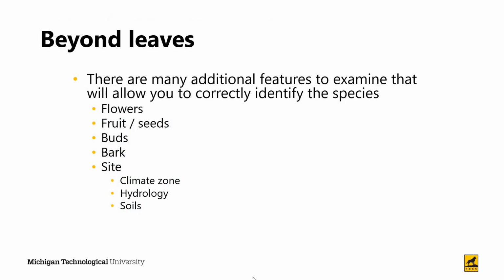We've focused primarily on the foliage of trees as indicators of tree species, but there are many other characteristics of trees that provide valuable clues to species identification, including the flowers, the fruit and seeds, the buds, the bark, and even the site that the tree is growing in, including the climate zone, hydrology, and the soils.